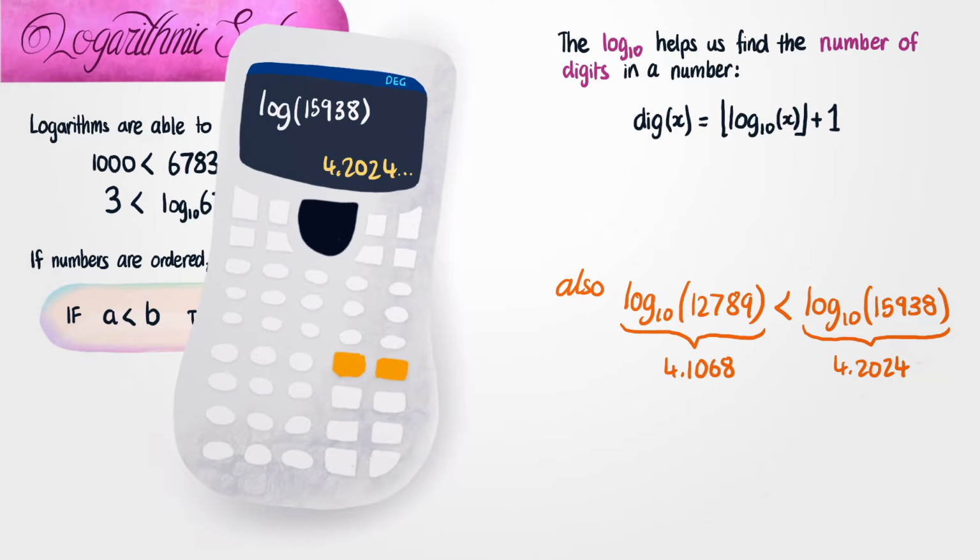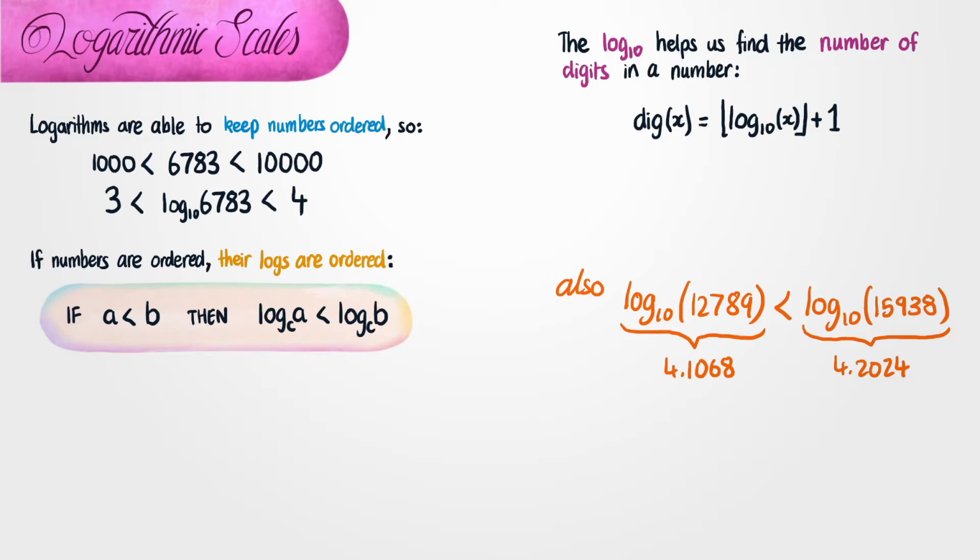So just remember that if we type log without writing a base, it usually means the log base 10, especially in most calculators. But we can see that the log base 10 of 12789 is 4.1068, and the log base 10 of 15938 is 4.2024. So this should demonstrate that larger numbers always have larger logs, and that's actually pretty important if you're going to use logs to compare two different numbers.